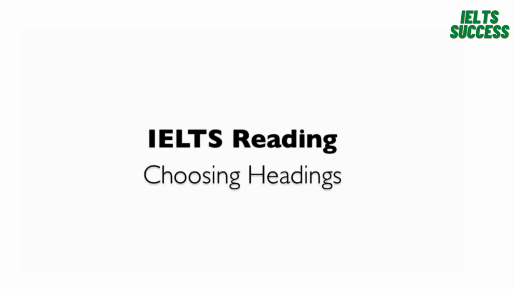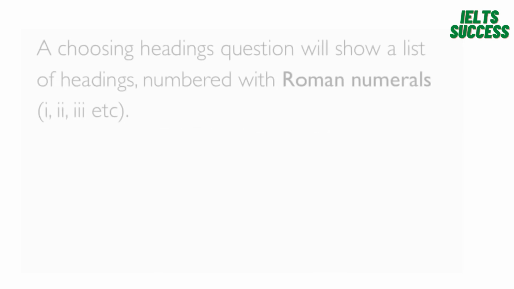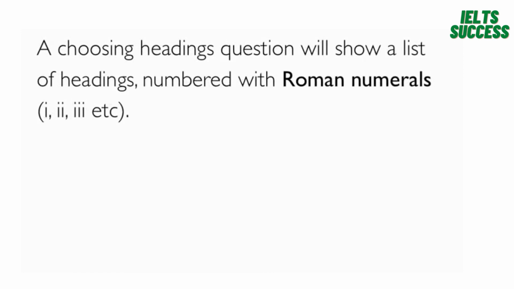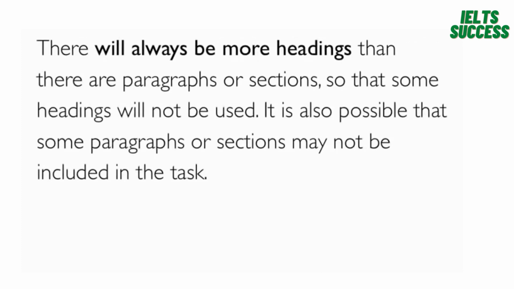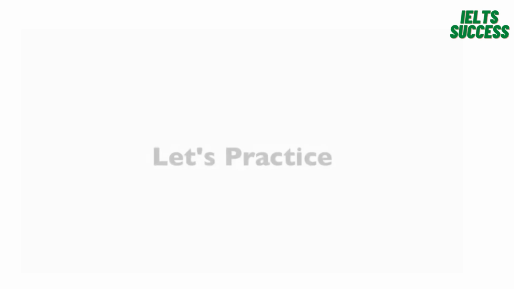Today we're going to look at choosing headings. A choosing headings question will show a list of headings numbered with Roman numerals. Headings refer to main ideas in the paragraphs, and these must be matched with the paragraphs or sections of the text. There will always be more headings than there are paragraphs or sections, so that some headings will not be used. It is also possible that some paragraphs or sections may not be included in the task, so you have to pay attention to what's on the question paper.